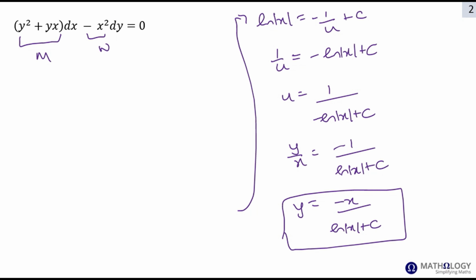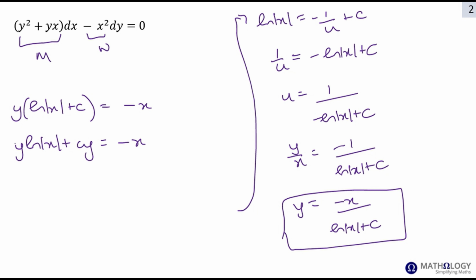We can write the solution in a slightly better form. So we'll just multiply both sides by ln x plus c. So we'll have y times ln x plus c equals minus x. So multiplying this out, we'll have y ln x plus cy equals minus x. And just take the x over to the left. So we'll have x plus y ln x plus cy equals 0. And we can leave it in this form.